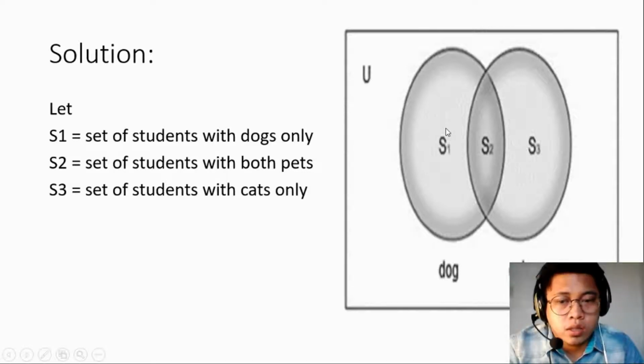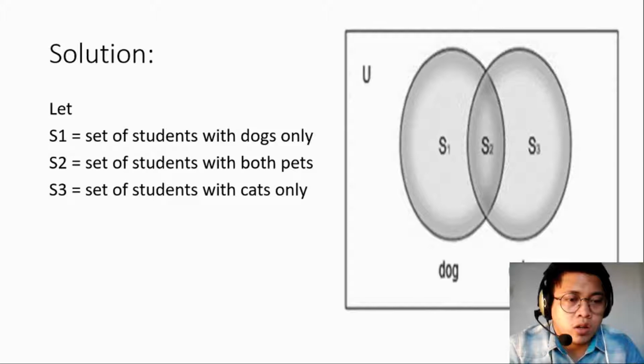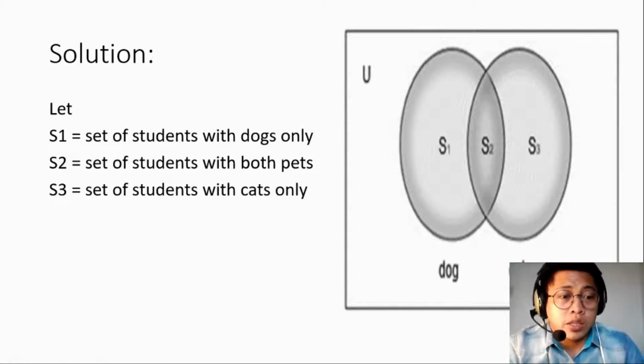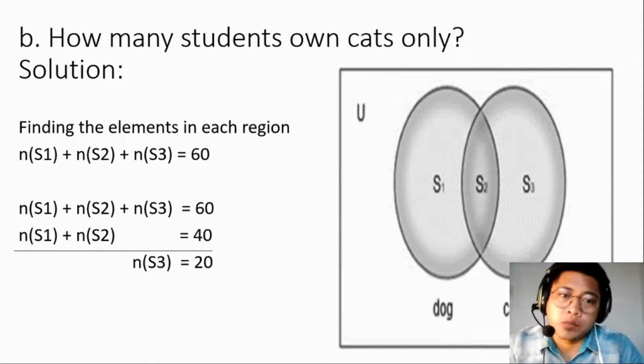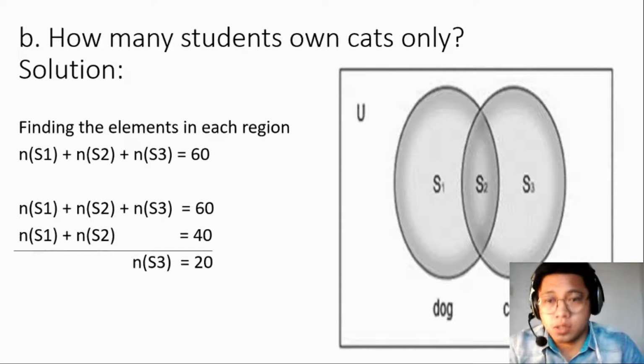S sub 1 for the students with dogs only, S sub 3 for the students who own cats only, and S sub 2, which is the intersection of the two circles that represents the students with both dog and cat. Okay, so let us now answer the guide questions, but let's start with letter B.